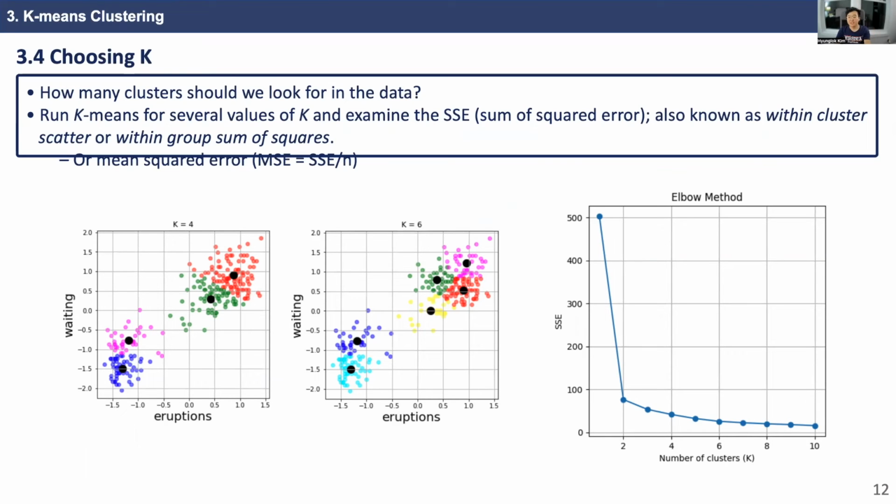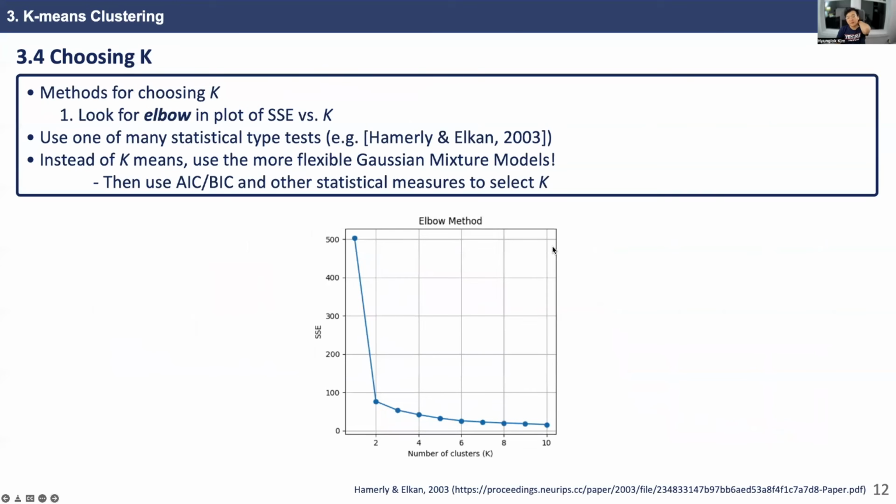The figure on the left shows 2 k-means clustering results with k of 4 and 5, and the figure on the right shows the SSE value with respect to the number of clusters, k. We call this an elbow plot, and we can use this elbow plot to select the appropriate number of clusters. With our example data and based on this elbow plot, the appropriate number of clusters is about 2 or 3. We can also use one of many statistical tests. Please also read the Hamerly and Elkan 2003 paper if you are interested.